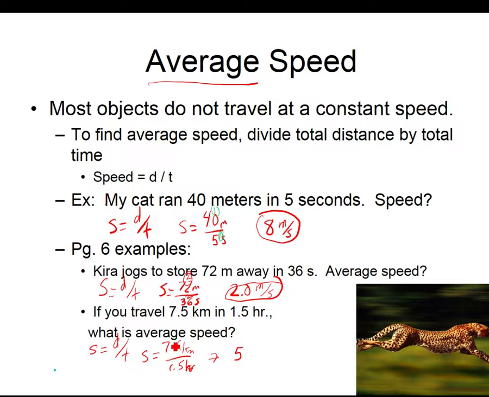Again, we check our significant digits. 7.5 is 2. 1.5 is 2, so our answer has to have 2 digits. So let's do, again, 5.0. My unit label will be the distance, kilometers, over the time, hours. So we have 5.0 kilometers per hour.